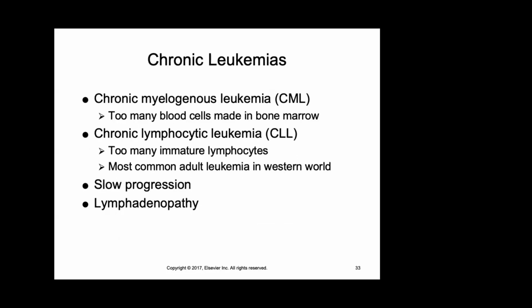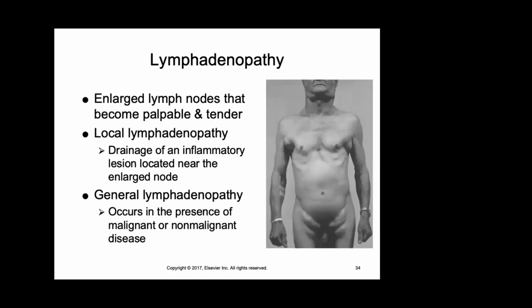Chronic leukemias include chronic myelogenous leukemia, with too many blood cells made in the marrow, and chronic lymphocytic leukemia, too many immature lymphocytes, the most common adult leukemia. It's a slow progression and it's characterized by lymphadenopathy. You can see it here, right? Enlarged lymph nodes that get palpable and tender, right? Local lymphadenopathy is drainage of an inflammatory lesion located near the enlarged node.